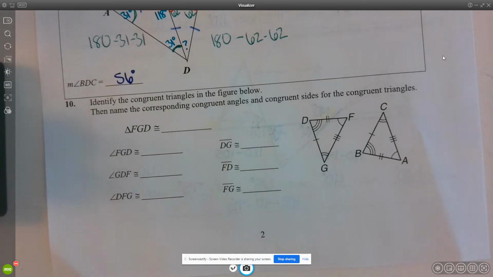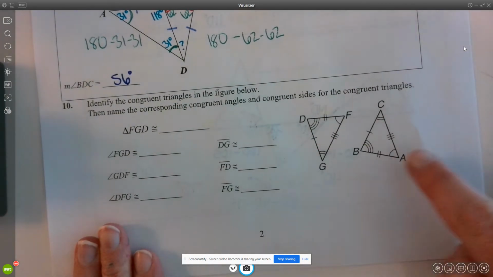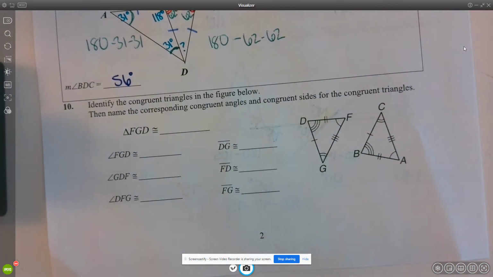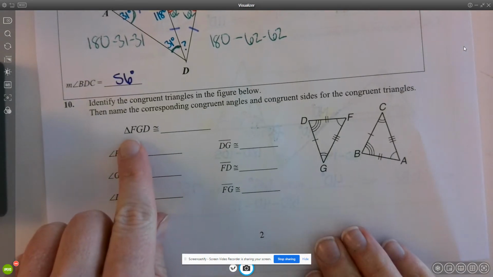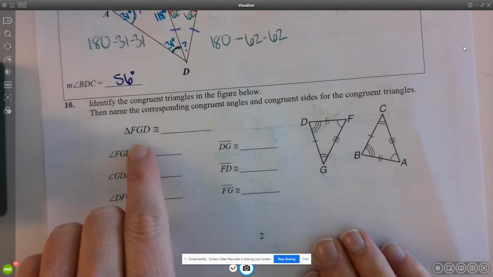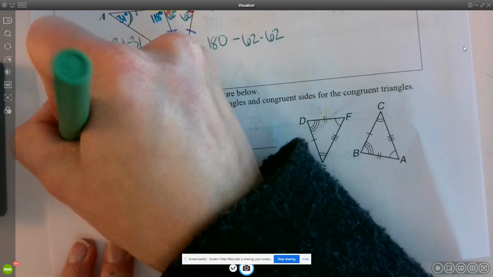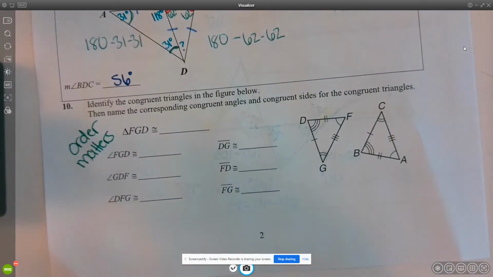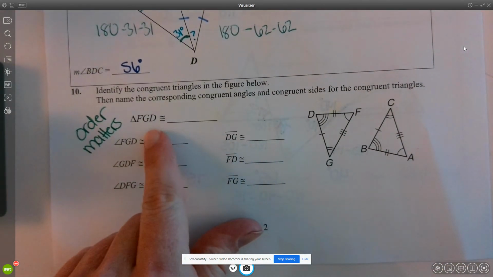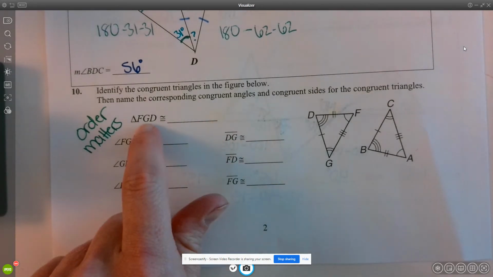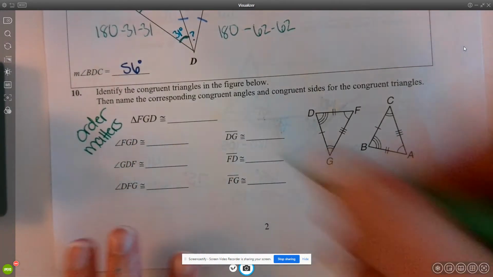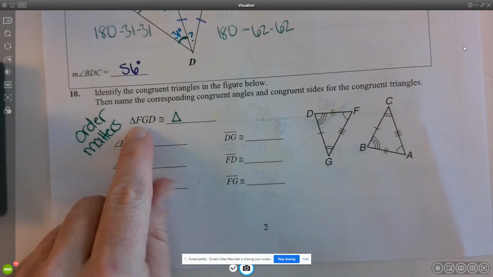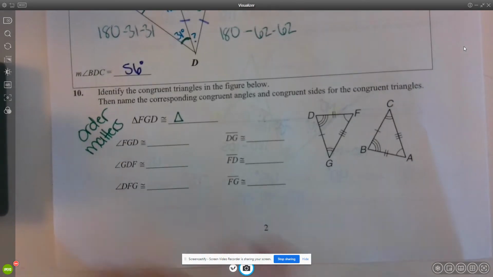I know they're congruent because they have 3 pairs of congruent angles and 3 pairs of congruent sides. So when I go to name my congruent triangles in this congruent statement, remember that the order matters. The order of the vertices of your second triangle will depend on the order that was named here. So first, when we name triangles, don't forget to put the triangle symbol. Triangle FGD is congruent to which triangle?